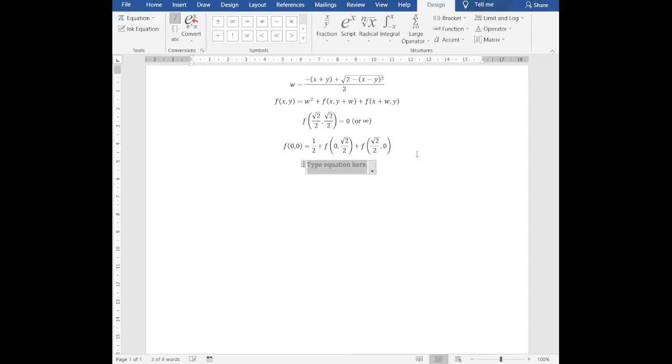Here's an interesting property of this function. F of... What do I want to go for? Let's say f of minus w, y is equal to w squared plus f of minus w, y plus w. Well, okay, let's actually just do this another way. Let's do substitute both of them being equal to w.